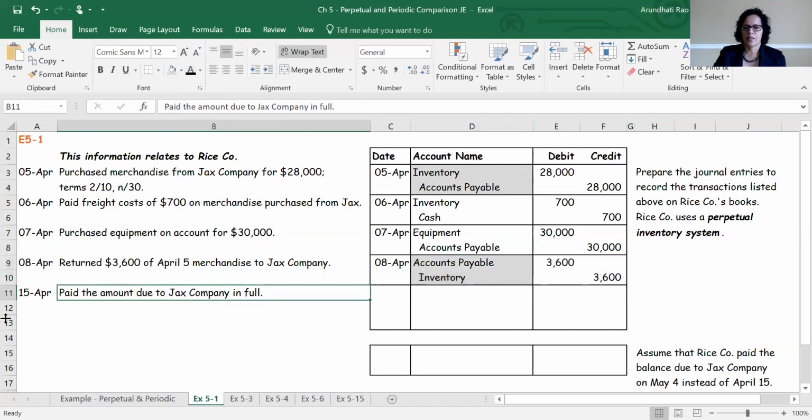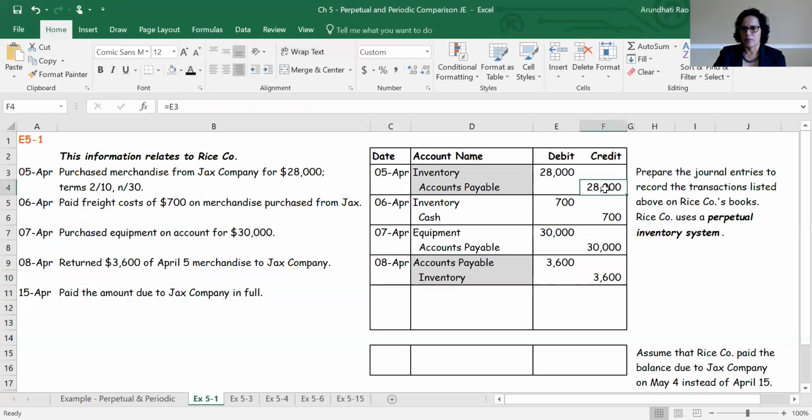Now finally, we are told that on April 15th, I paid the amount that is due in full. So how much do I owe? Let's go through this. Look at accounts payable. 28,000 accounts payable for the inventory. Don't look at this accounts payable because that's not what we are paying, because this is from a different person, a different vendor. So it's to Jack's company, which is why I said if we have either accounts payable or you identify the vendor or call it notes payable, it would be easier.